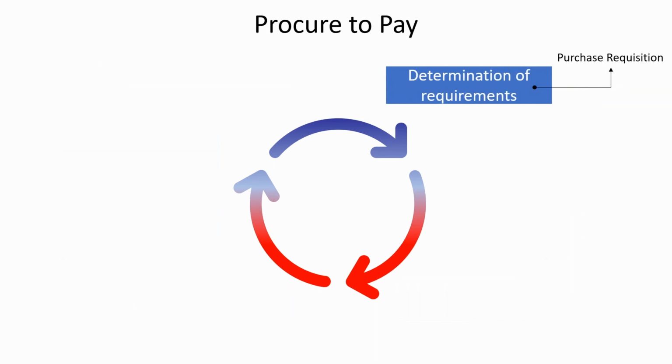Determination of requirement. We can manually create purchase requisition through transaction code ME51N to inform the purchasing department of the requirement of materials. If we set MRP for materials in the material master, the SAP system generates planned orders or purchase requisitions. Later we can convert planned orders to purchase requisitions.